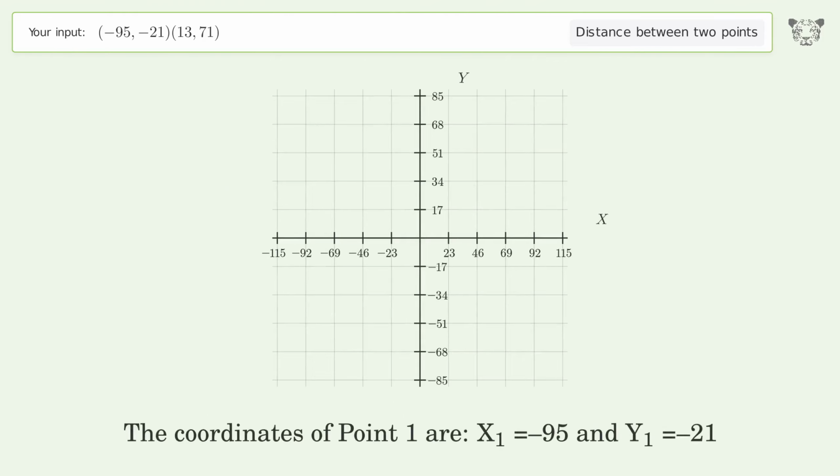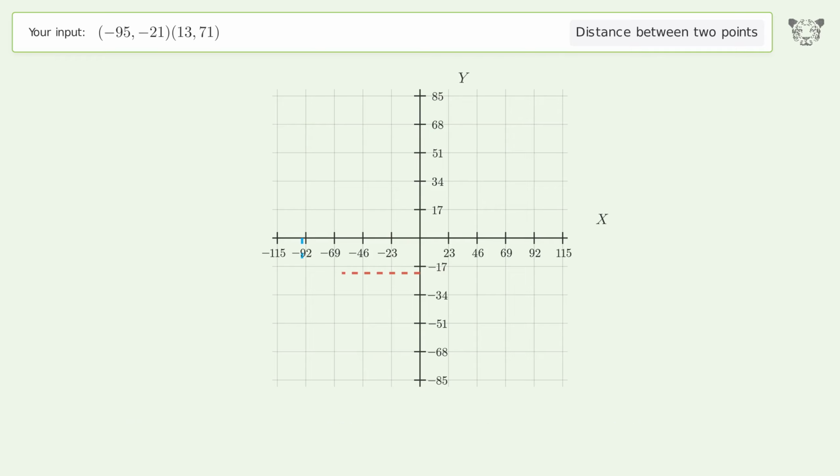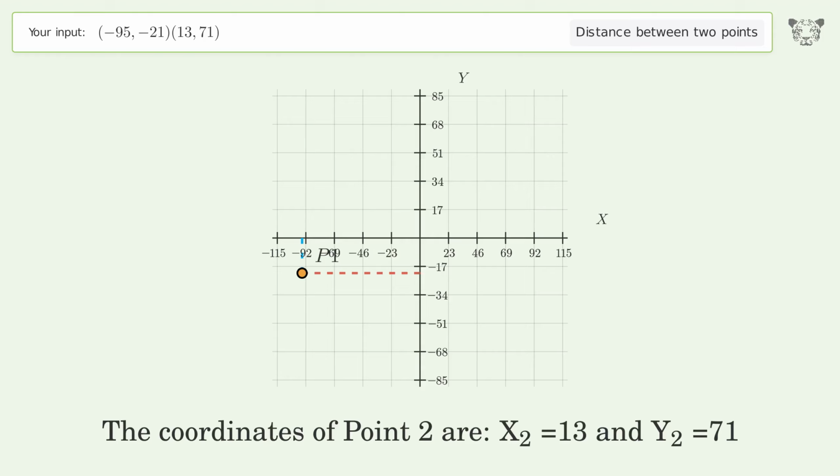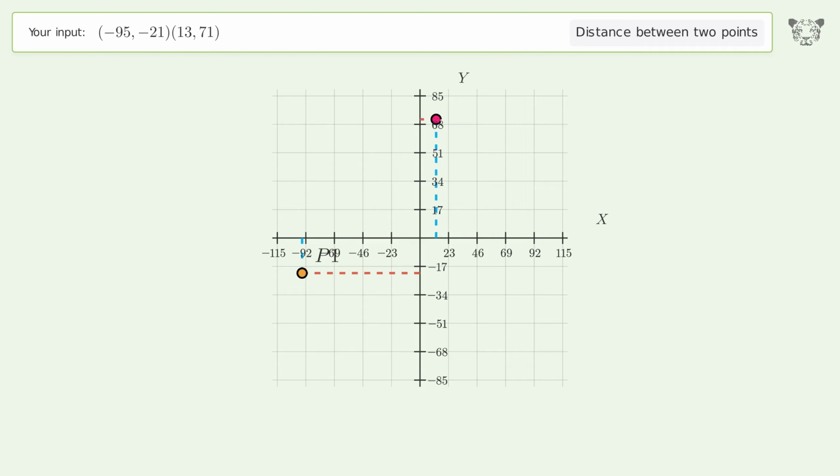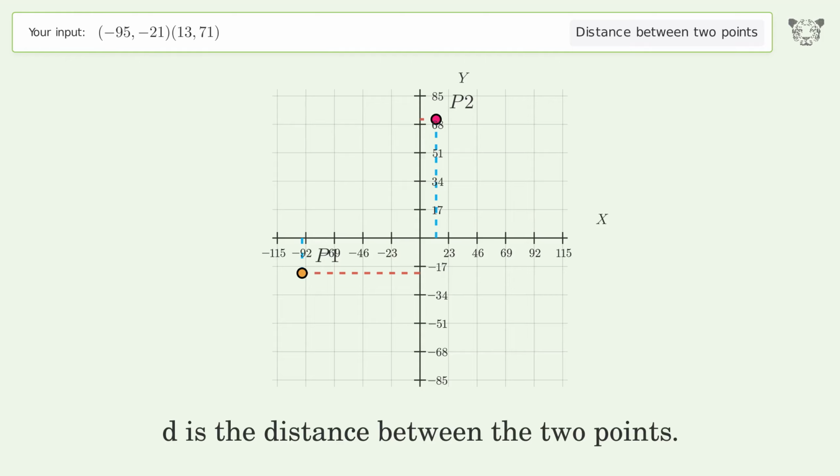The coordinates of point 1 are, x1 equals -95 and y1 equals -21. The coordinates of point 2 are, x2 equals 13 and y2 equals 71. D is the distance between the 2 points.